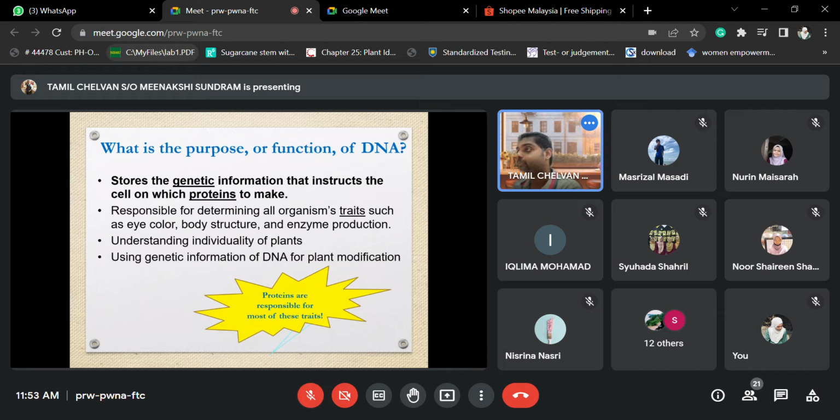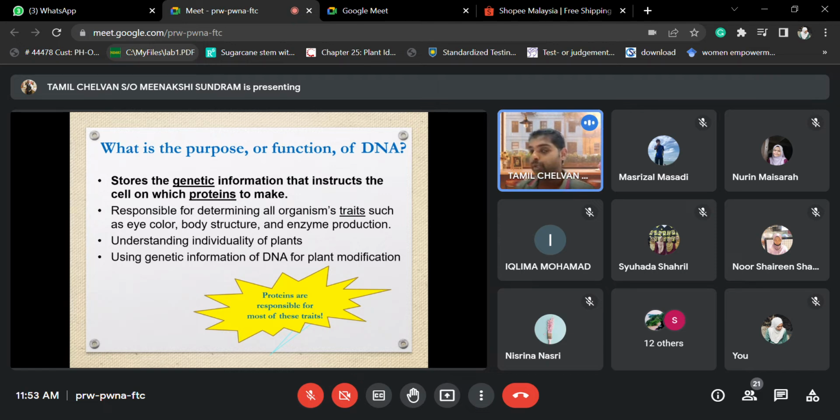DNA is responsible for determining all organism traits, such as for us, eye color, body structure, enzyme production, and so on. And understanding the individuality of a plant using the genetic information of DNA is used for plant modification. So as I told you, if you want to modify a plant's trait, you have to do it through its DNA, its molecular studies.